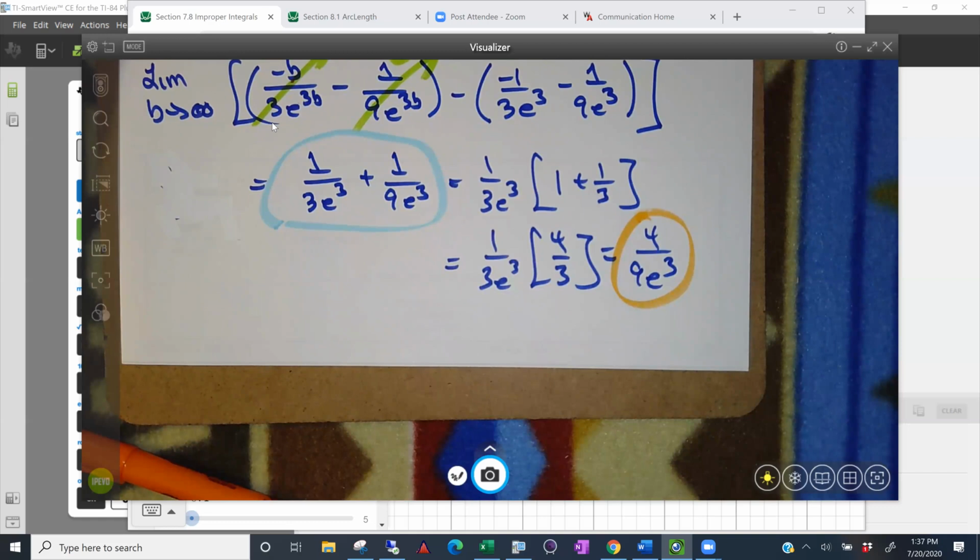Beautiful. Nice, nice, nice. How are we looking on these improper integrals? We're going to do a lot of them. We're going to spend most of our time today on section 7.8, and then a little bit of time on 8.1 and 8.2.